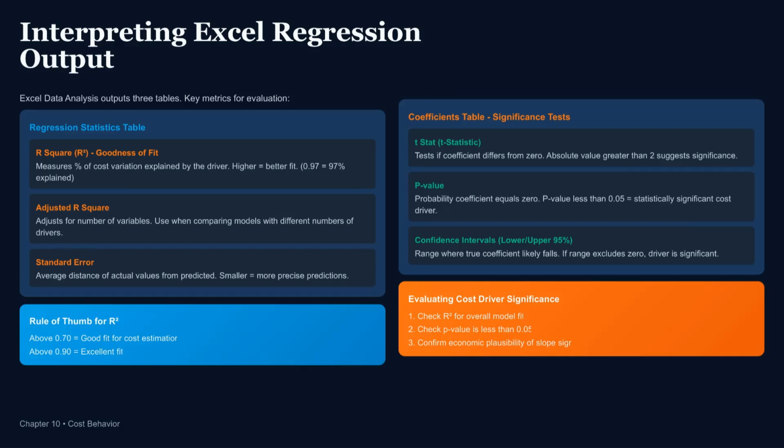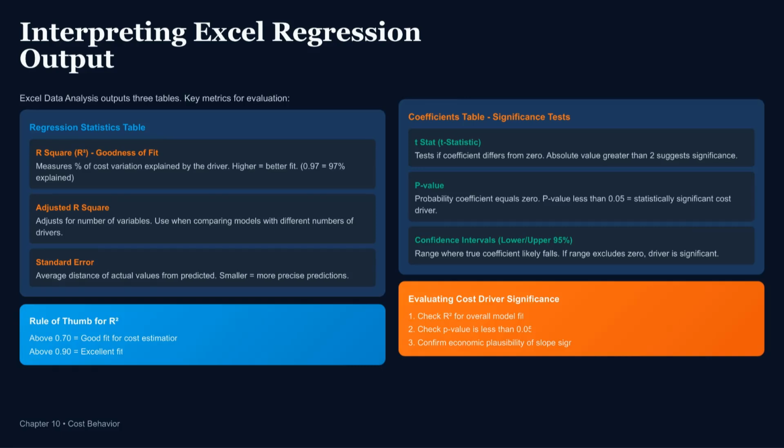1. Economic plausibility: does it make sense that this activity causes the cost? There should be a logical cause and effect relationship. For example, machine hours logically drive electricity costs. 2. Goodness of fit: R² measures how much of the cost variation is explained by the cost driver. R² of 0.90 equals excellent fit. R² of 0.70 equals good fit for cost estimation. R² of 0.50 equals poor fit.